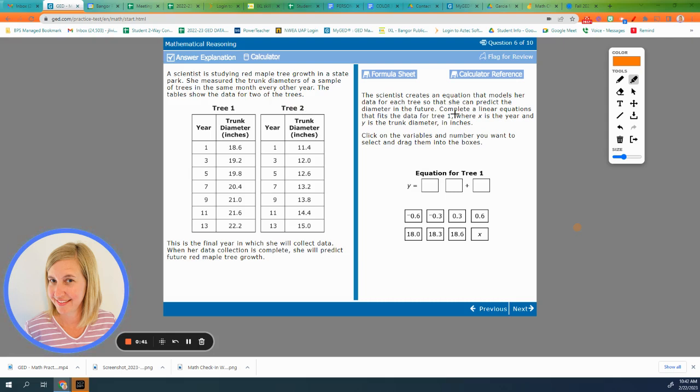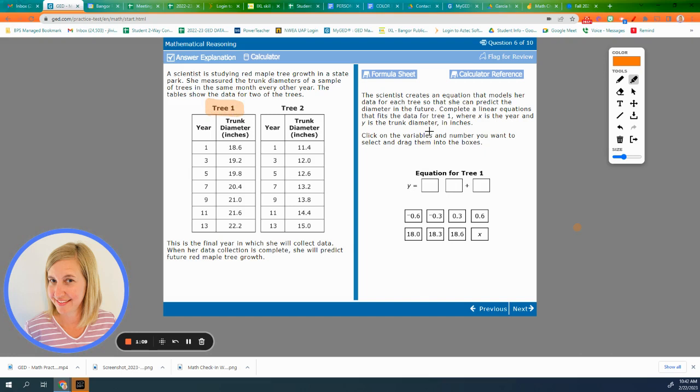Complete a linear equation that fits the data for tree 1, where x is the year and y is the trunk diameter in inches. Click on the variables and number you want to select and drag them into the boxes. Okay, so right away, they give us a blank equation for tree 1. Let's make note that we are working with tree 1 so we don't accidentally use the data from tree 2, which would give us different answers. So y equals blank blank plus blank.